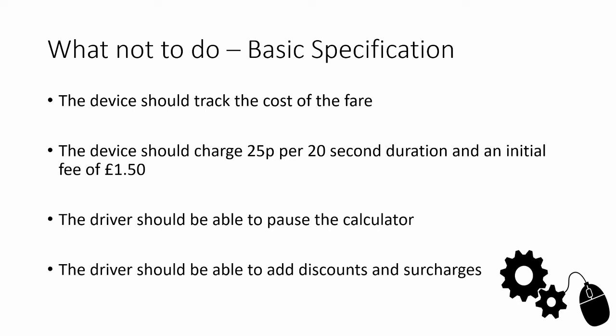I've just done four here. Obviously, you can have more than this and it still wouldn't quite be there. But we've got some very basic specification points. The device should track the cost of the fare. The device should charge 25 pence per 20-second duration and an initial fee of £1.50. The driver should be able to pause the calculator, and the driver should be able to add discounts and surcharges. And you could put another few in like that.